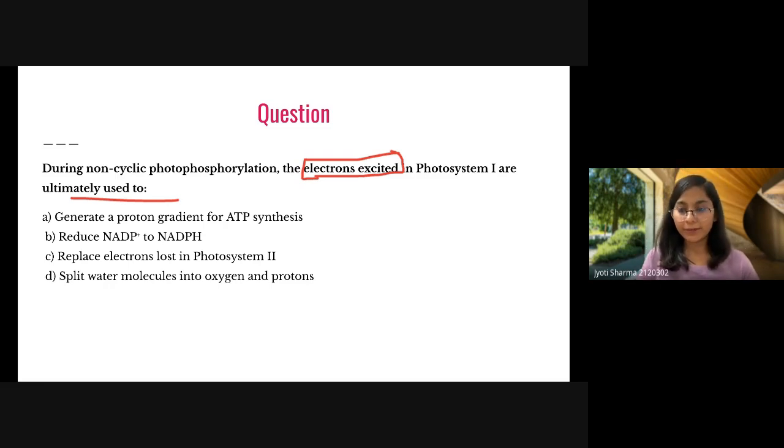We already have learned, right? So these electrons, like we have learned in non-cyclic phosphorylation, an ADP will convert into an ADPH, but for that conversion, electrons, and these electrons will come from the splitting of water molecule. Right? This is very clear.